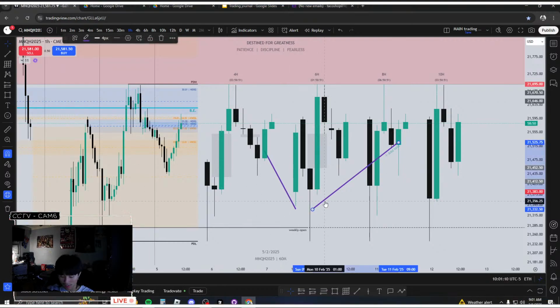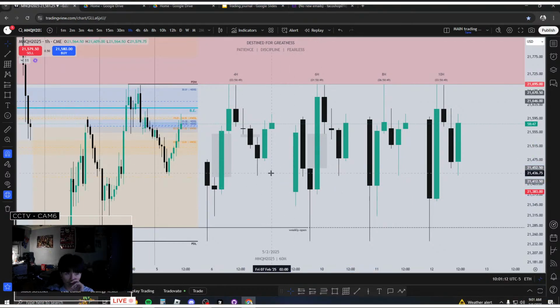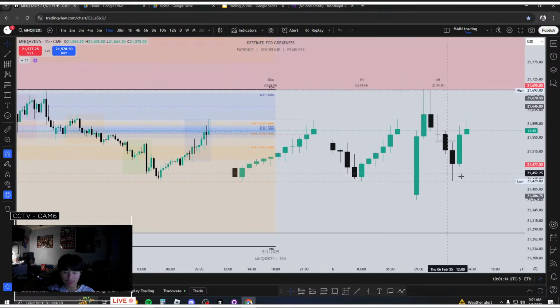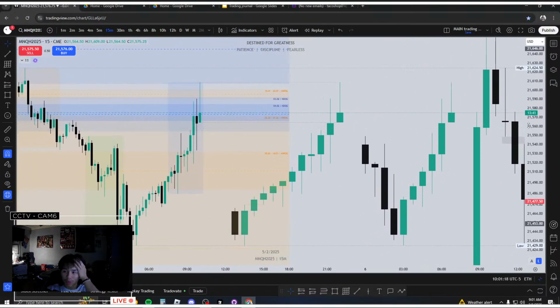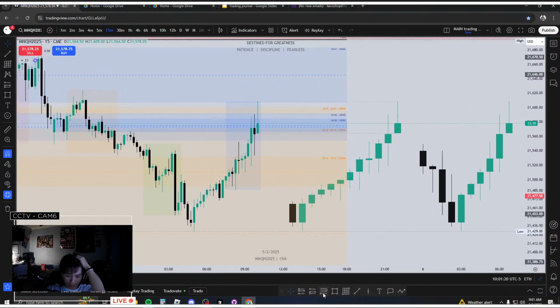But the reason why this is just not high probability is because of the way that we close here on the 15-minute time frame, right?